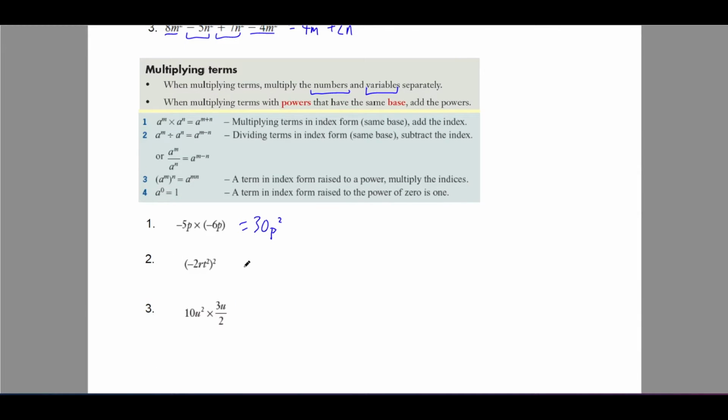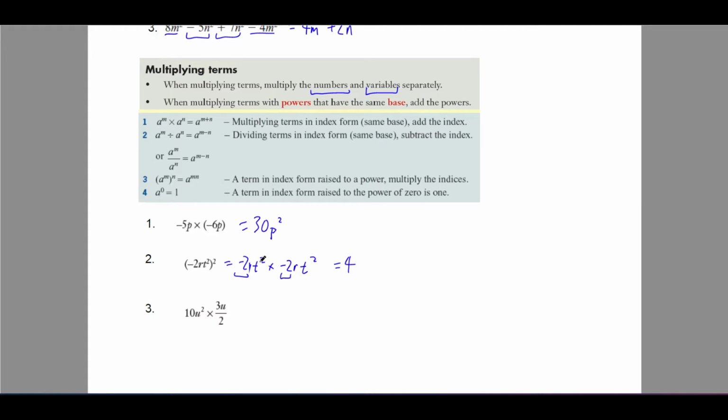Right, now to do this one, there's different ways you can do this. If you want to do it slowly, you can write this out as minus 2rt squared times minus 2rt squared. Now you don't have to do it like this, but this will just make it easier for me to explain what to do. So like I said, multiply the numbers and variables separately. So what's minus 2 times minus 2? So these are the numbers. So minus 2 times minus 2 gives you what? 4.